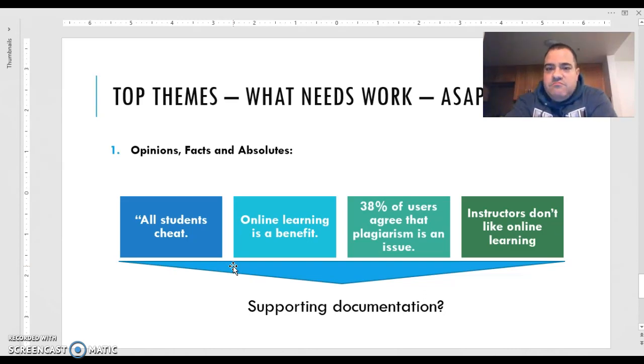Online learning is a benefit. Okay, that's great. Well, again, there could be somebody who will disagree with me on that. Show me the proof. Show me the citations. The other one in particular, and this should be a rule for any of you, the moment that you start using a percentage, a statistic of any kind, there has to be a citation. Some of you wrote things like 38% of users agree that plagiarism is an issue. Or one person, I think, wrote like 33% of students that took online courses did not persist. Who said that? That sounds like it's from a study, so that means there should be a citation.